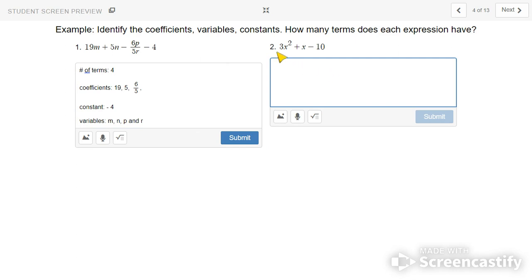Okay, second example, 3x squared plus x minus 10. We have three different terms. Here's our first term, second term, and the third term. Our coefficients, we have a 3. Now this one is a little bit tricky. With the x, there's no explicit number written beside the variable. So if we don't have a number, the assumption is that there's 1.